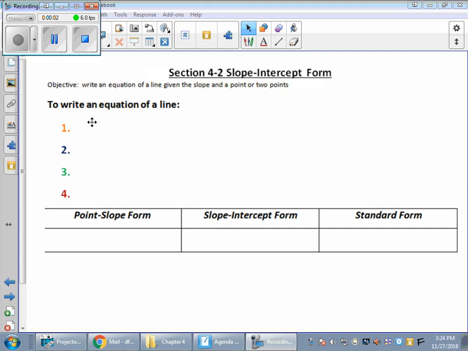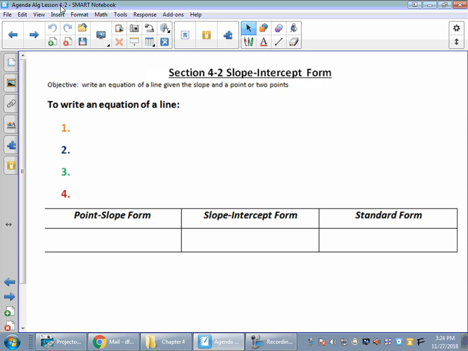All right, here we are moving on in section 4.2 now. I know it's a little bit odd because we did 4.3 first, and now we're going on to 4.2, slope-intercept form. So the big thing on this one is just think about what we've done so far. In 4.1, we graphed using slope-intercept form, and then we went on and we learned about point-slope form in 4.3, and now we're going to write equations.